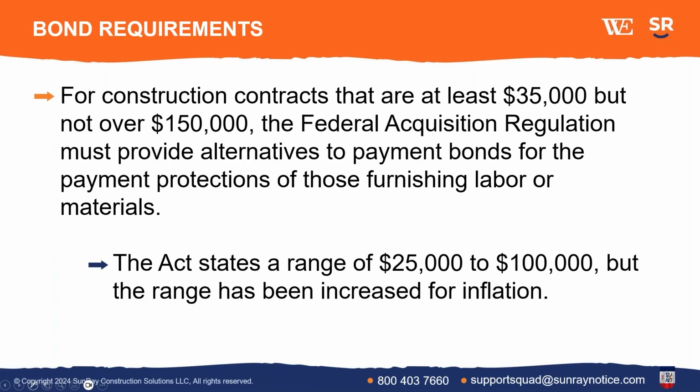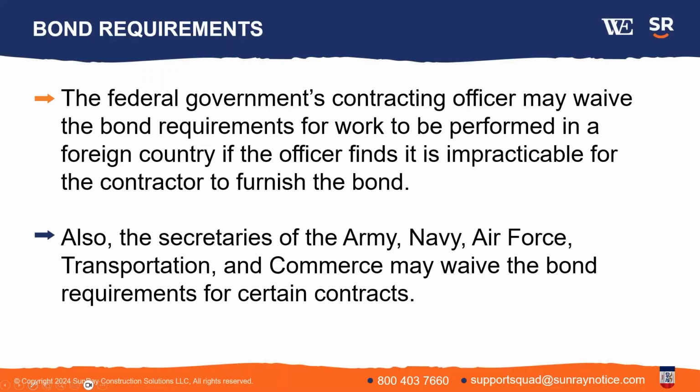Okay, next slide. There's an exception. So what we just discussed about the general rules of the bonds, if there's a contract of at least $35,000 but not over $150,000, so technically the Miller Act's not triggered, the regulations say that the feds have to provide alternatives to payment bonds to protect subcontractors. And again, as noted here, the Act technically says $25,000 to $100,000, but that's been increased for inflation. So even if you're under the Miller Act amount requirement to trigger the Act, there's going to be some alternative provided to protect subcontractors.